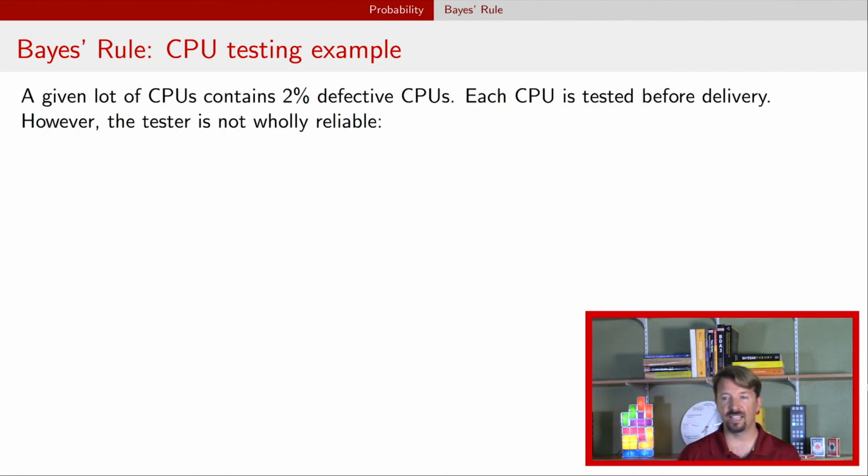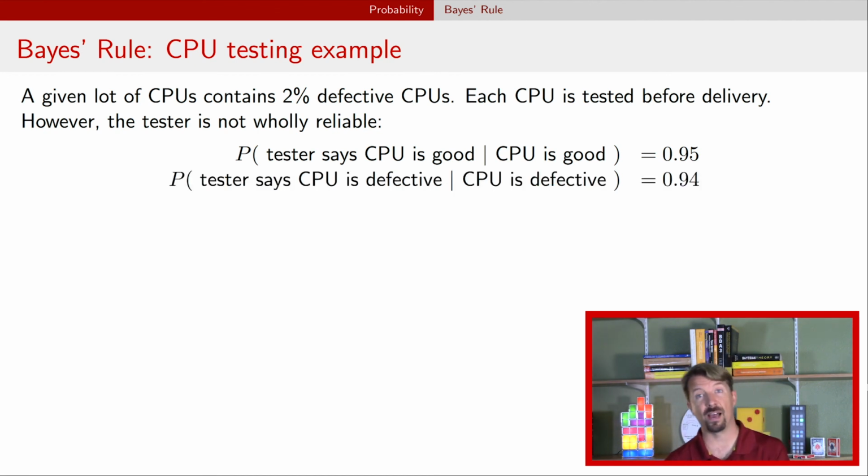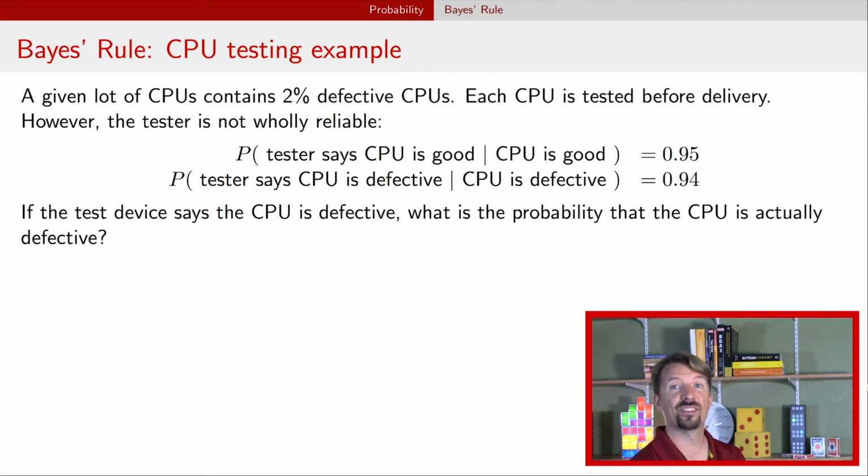All right. And then the tester itself, though, isn't 100% accurate, just like any other test out there. But it's pretty good. Let's suppose that if the CPU is good, it tells you the CPU is good with a probability of 0.95. And if the CPU is bad, it tells you it's bad at a probability of 0.94. All right, so now the question is, you've got a particular CPU, it's gone through the line, it's been tested, and the tester said that that CPU is defective. Now the question is, what's the probability that it's actually defective?